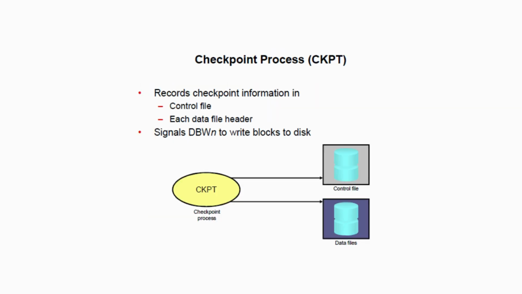A checkpoint is a data structure that defines a system change number, SCN, in the redo thread of a database. Checkpoints are recorded in the control file and in each data file header. They are a crucial element of recovery.